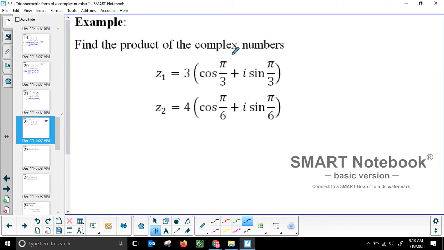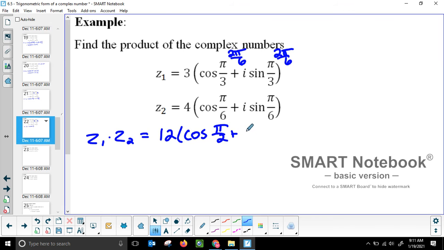Same concept here. This is going to be 2 pi over 6, just to get a common denominator with these down here. So z1 times z2, 3 times 4 is 12. Cosine, 2 pi over 6 plus pi over 6 is 3 pi over 6, which reduces to pi over 2. Again, do make sure you reduce those, especially when you're working on Delta Math.